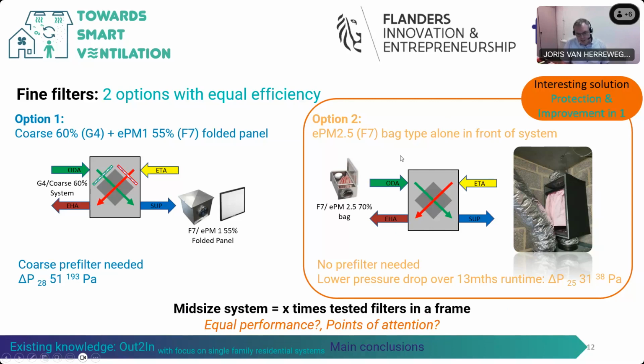Now, for mid-size systems or air handling units, most of them use the same filter classes and types as we tested here, only there are several of them that are placed in a frame. So we can ask ourselves the question, do I have an equal performance of these filters in the air handling unit, or are there special points of attention?